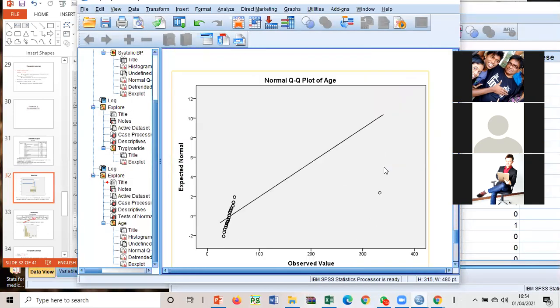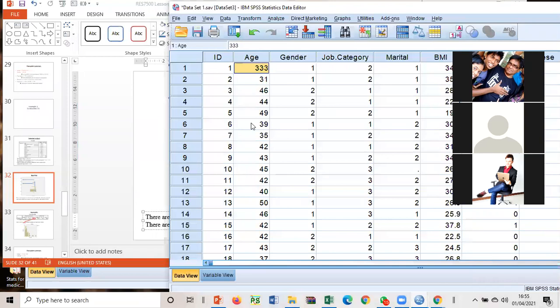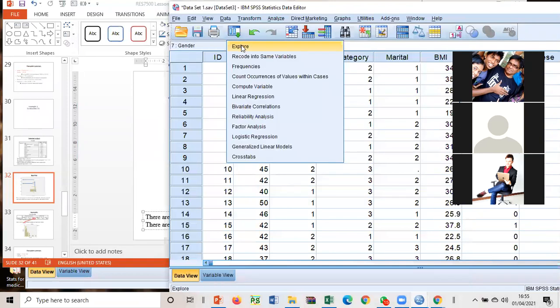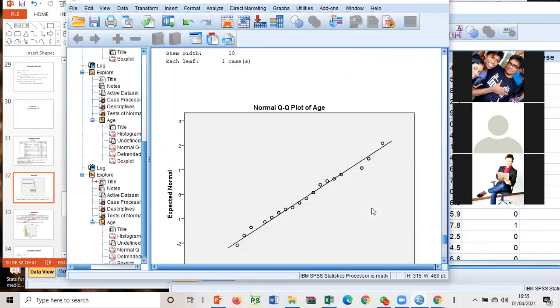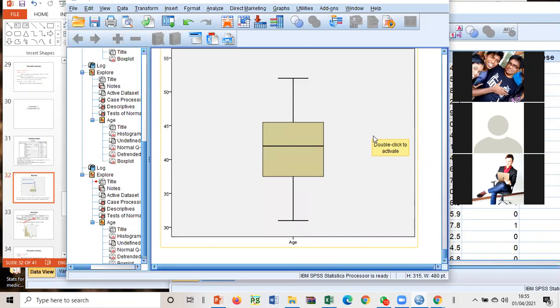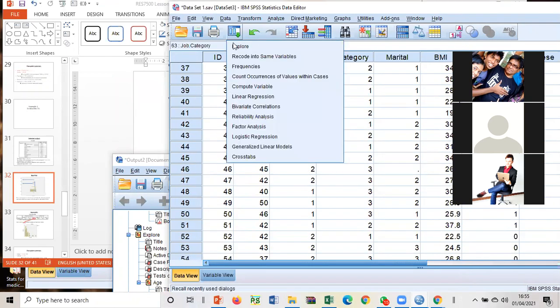Look at the box, it's a bit different. How come a person has age 300 something? I go and check. Oh, this is a typo, 33. Check again. Now it's not wrong. This is also a form of diagnostics. But just now I knew where it was. It can be anywhere, I don't know where.